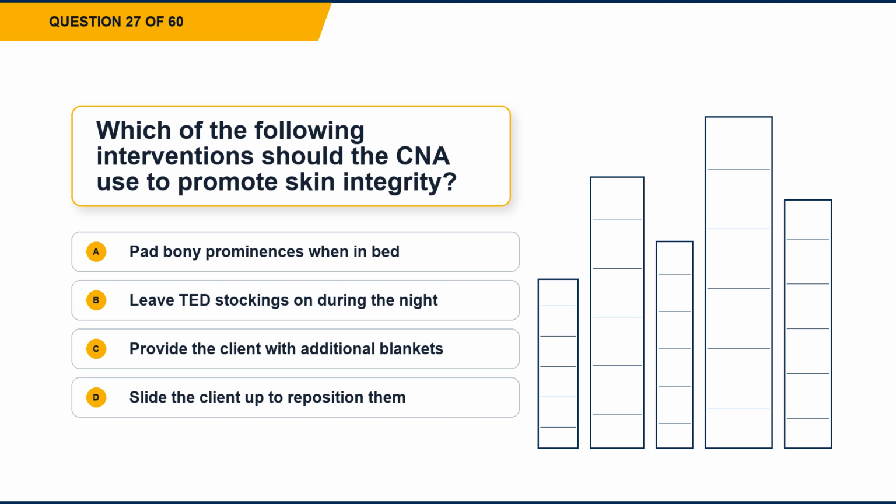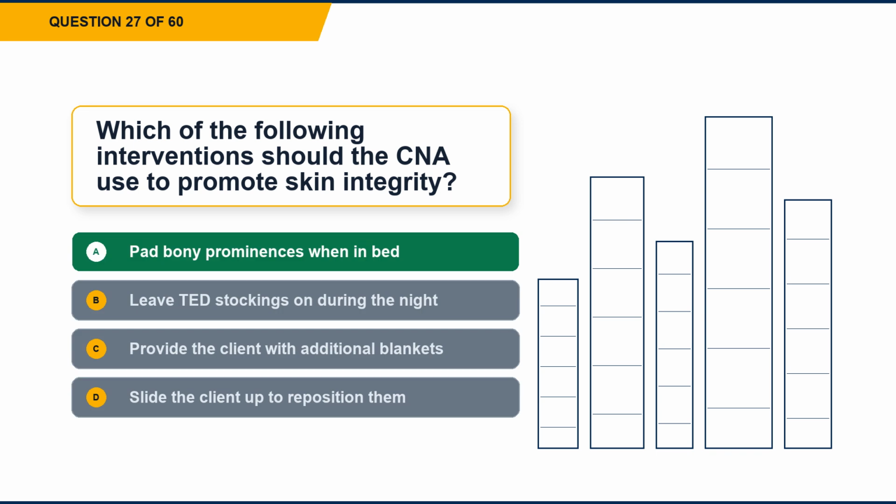Question 27. Which of the following interventions should the CNA use to promote skin integrity? Option A, pad bony prominences when in bed. Option B, leave TED stockings on during the night. Option C, provide the client with additional blankets. Option D, slide the client up to reposition them. The correct answer is option A, pad bony prominences when in bed.